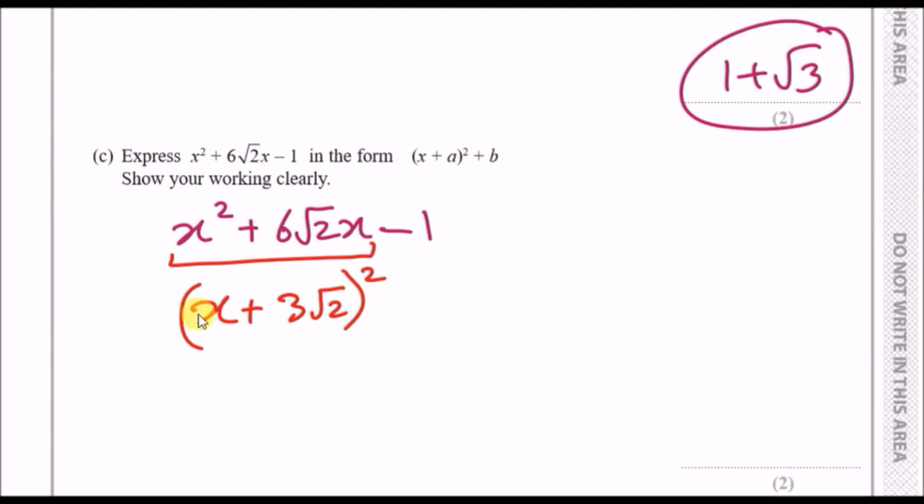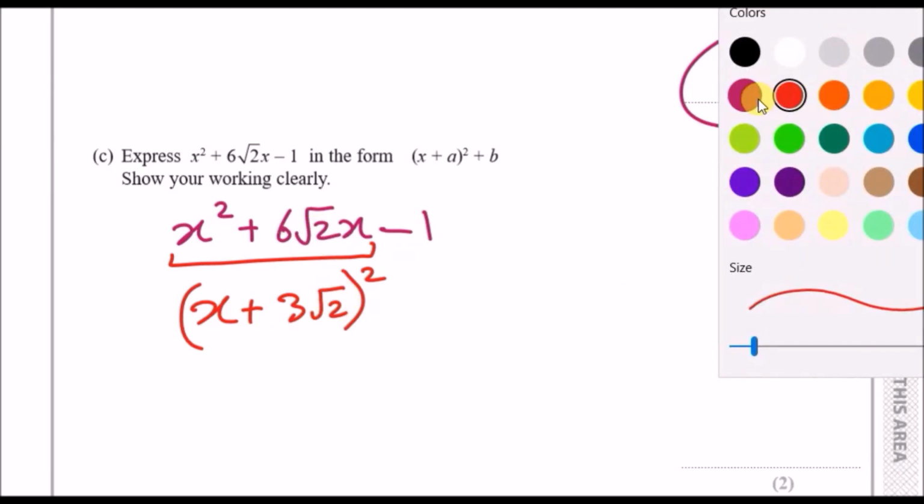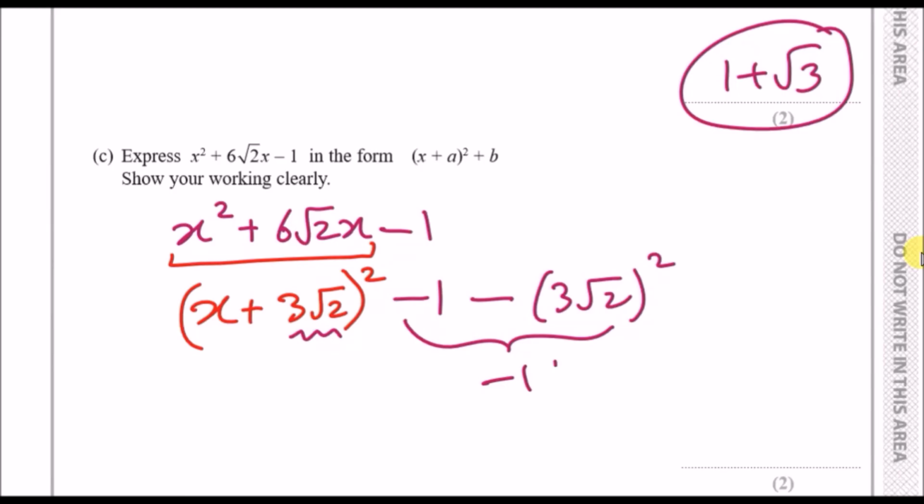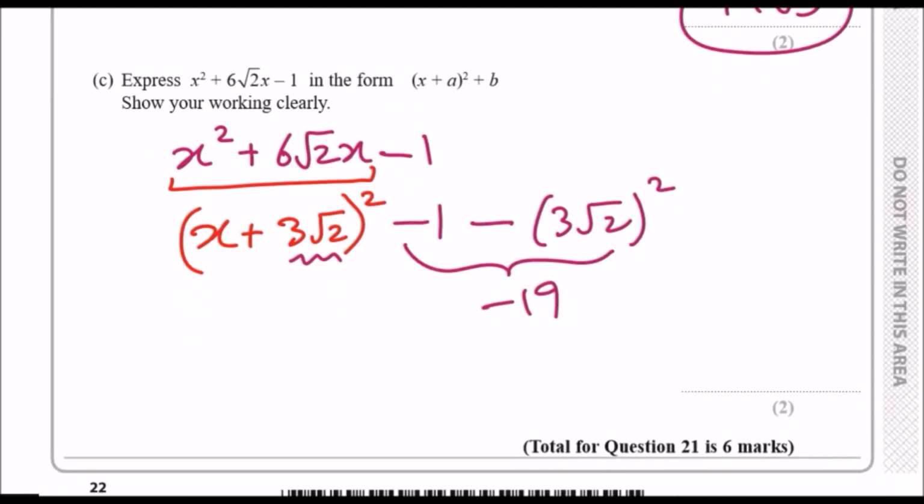So when you've got something like this, it's always going to be x plus or minus half of that term. Now, at this point, you're going to copy the rest. So copy the minus 1 and then subtract this lot squared. So it'll be 3 root 2 squared. And you're done. Now, all you want to do is literally put this all in the calculator. So put minus 1 minus 3 root 2 squared. I'm doing it at the same time, guys. And I got minus 19. And that's it. So the final answer is going to be x plus 3 root 2 all squared minus 19.